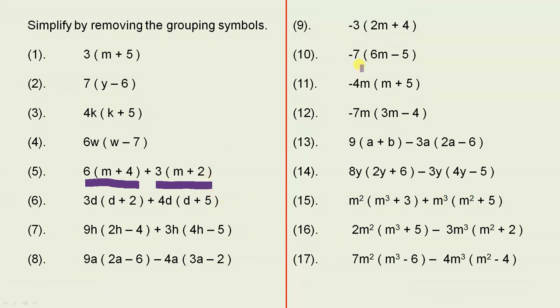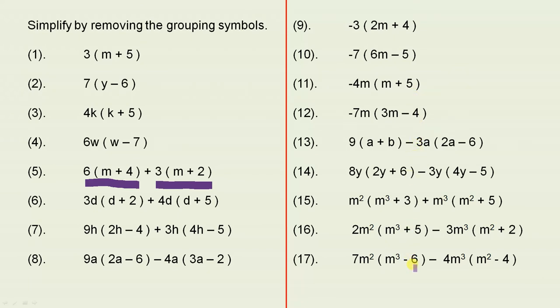Don't forget, let's go to 10. This is a very interesting one. Don't forget the rules when we're multiplying particular numbers or terms together with particular signs. Minus 7 times minus 5. You have to remember what sign that gives us. Minus 4m times plus 5. You have to remember what sign that gives us. We've been through all this in previous lessons.